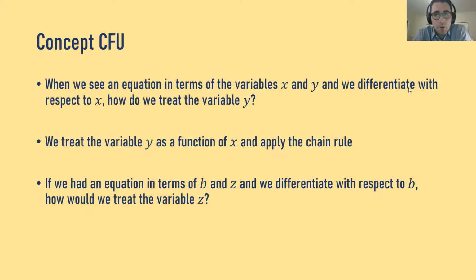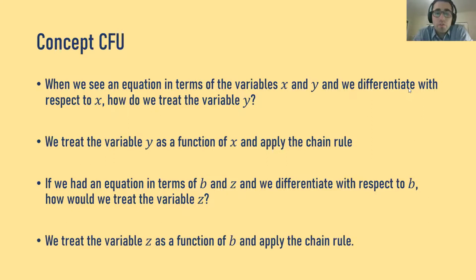So now what happens if we change the variables? If we had an equation in terms of b and z, and we differentiate with respect to b, how would we treat the variable z? Think about it. We treat the variable z as a function of b and apply the chain rule.